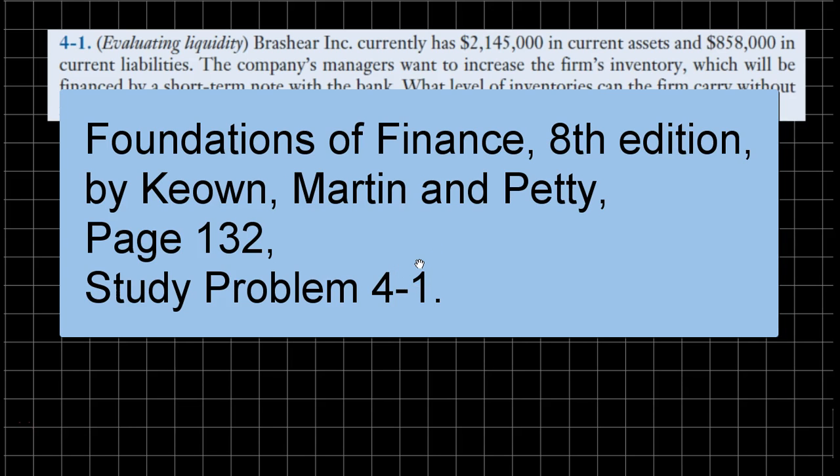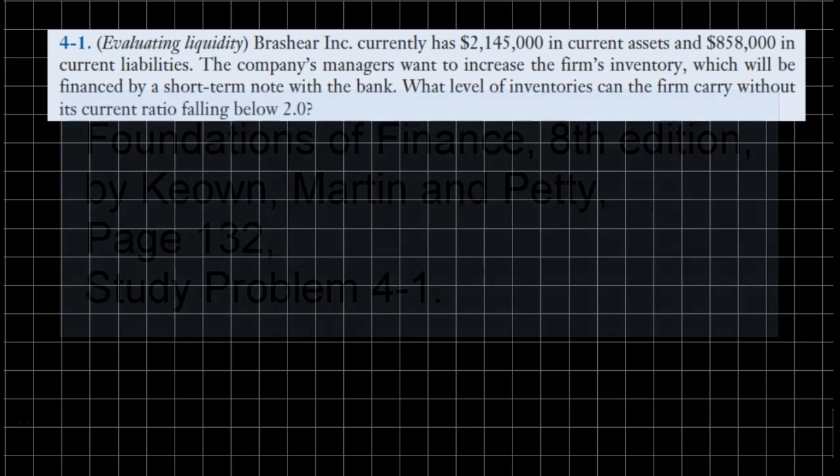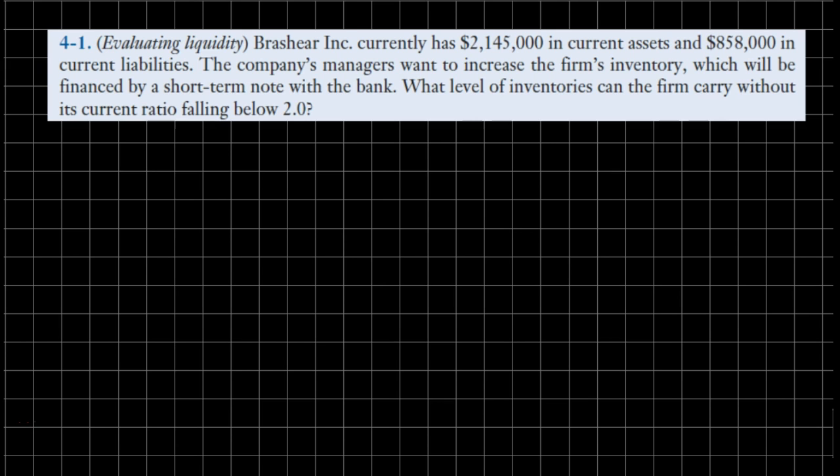This is a very simple problem, and so let's first try to grasp what's going on inside this problem. So we're given a company and some figures from the balance sheet. Basically our current assets and current liabilities are provided to us. The firm, however, would like to increase its inventory, naturally, and to do that they will need to borrow from a bank, and that would be in the form of a short-term note.